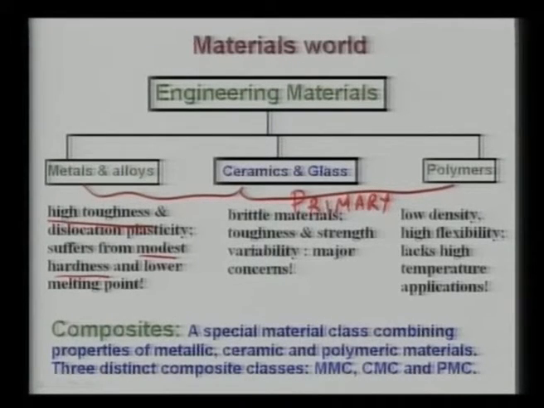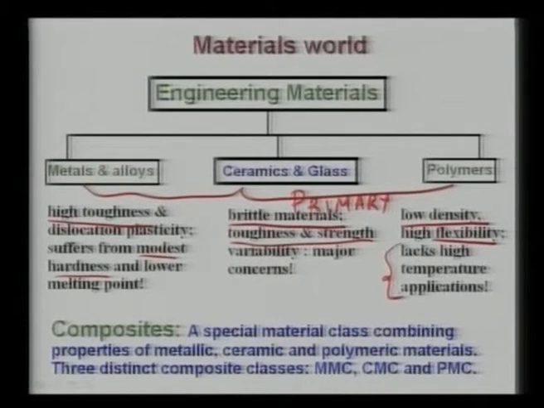Now ceramics have toughness and strength variability. These are major concerns in the case of ceramics, and they are essentially brittle. So these things also need to be taken care of while developing ceramic based composites. Now in the case of polymers, polymers have a low density and high flexibility, but they really lack high temperature applications. However, high temperature applications are not relevant for biomaterials applications.